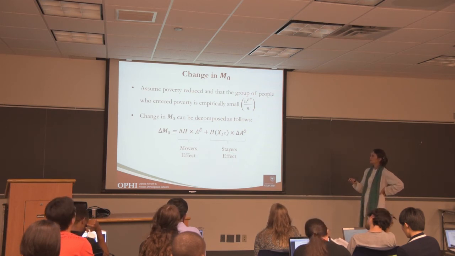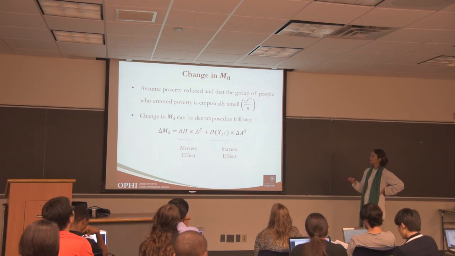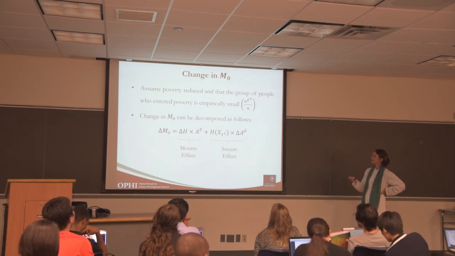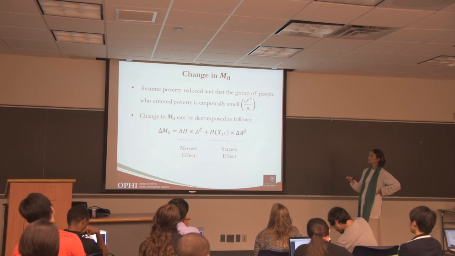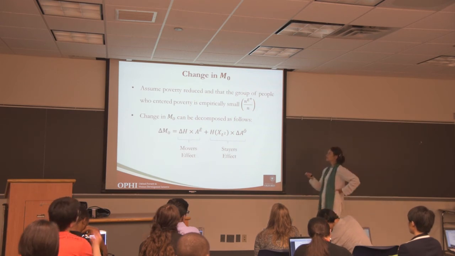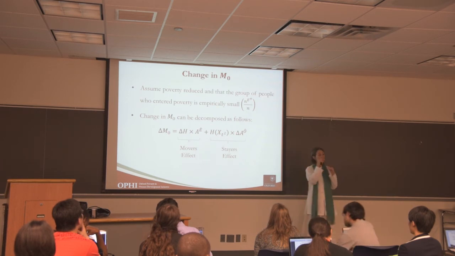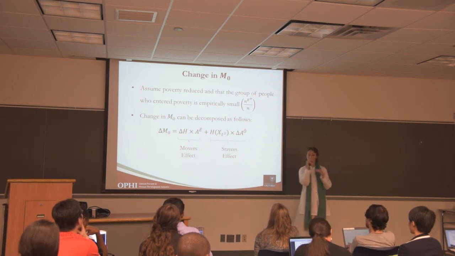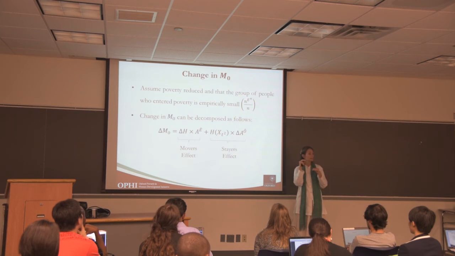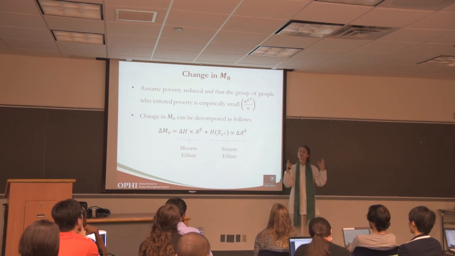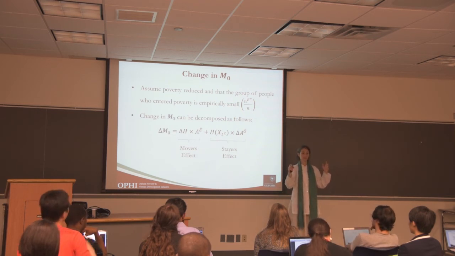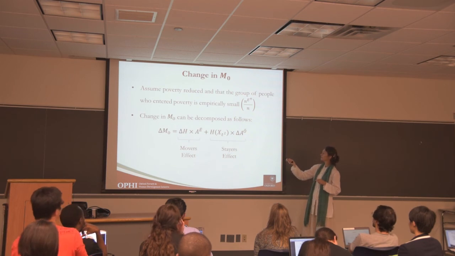One is the percentage of poverty that changed times what we estimate the intensity to be of those who left poverty. Plus the percentage of people who stay poor, that is, who remain poor in period 2, times any change in intensity of the ongoing poor. So it may be that over time, the average intensity went down even for people who stayed poor. Okay? And that would be reflected here.